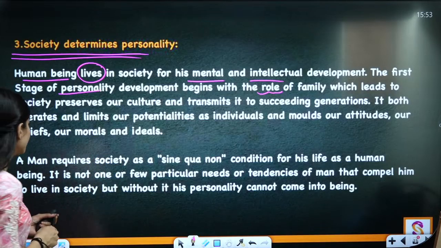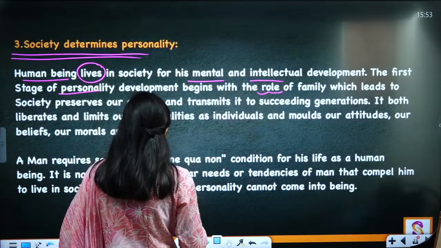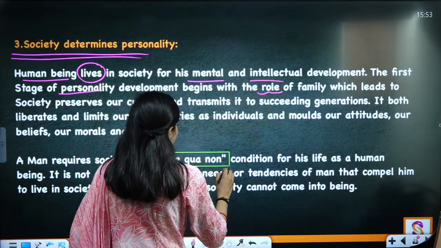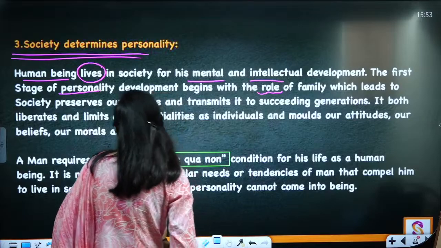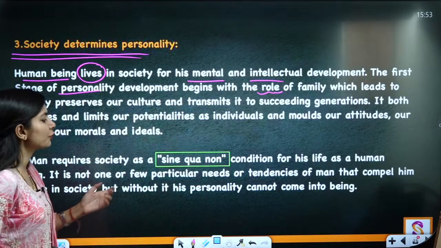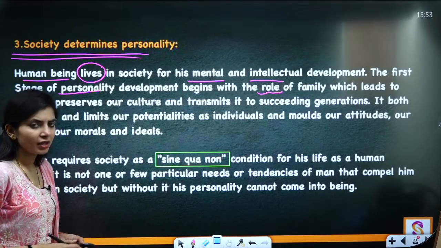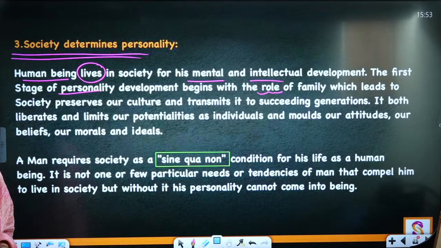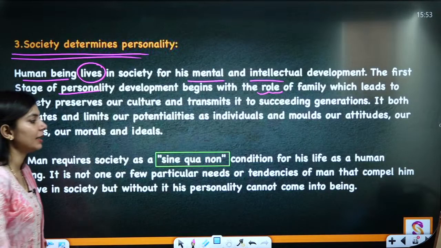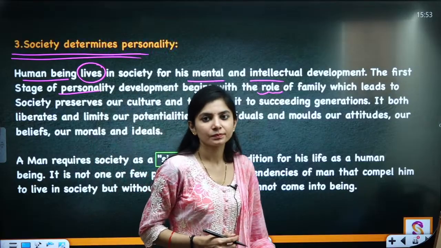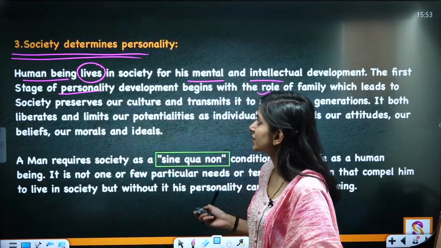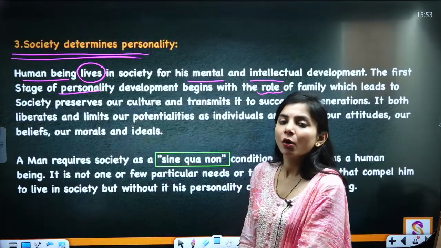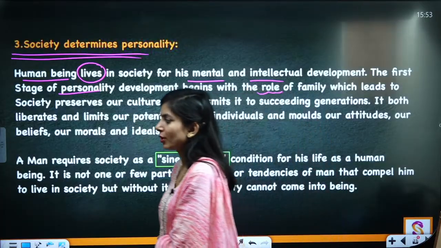So they mentioned that man requires society as a sine qua non condition for his life as a human being. It is not one or a few particular needs or tendencies of men which compel them. It is something that is helping them, leading them towards the development of their view, and helping them to grow more and more. Fine. So this is related to the basic structure of the social contract theory. I hope you are able to understand.